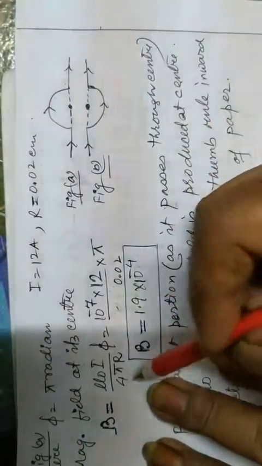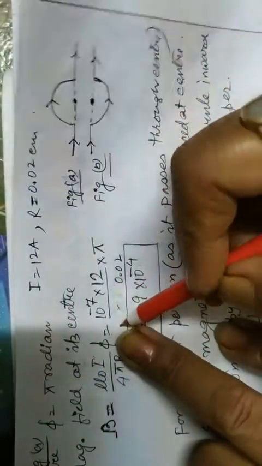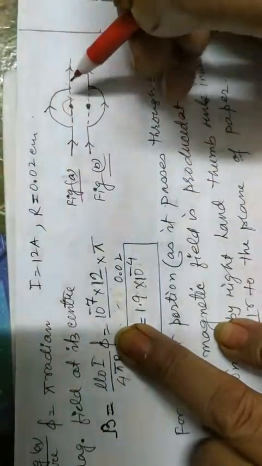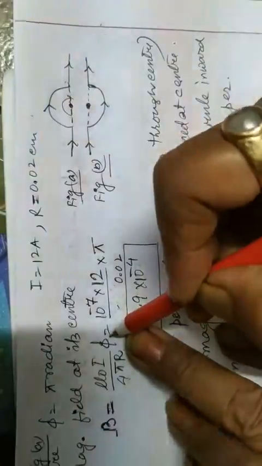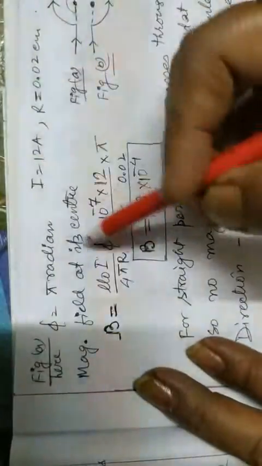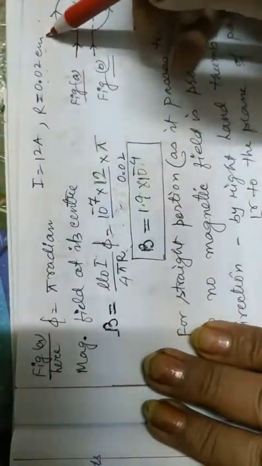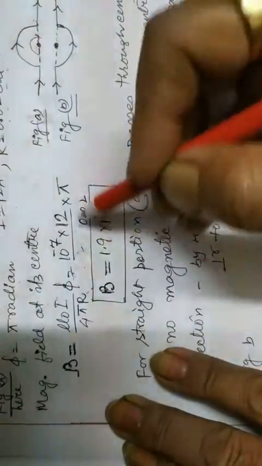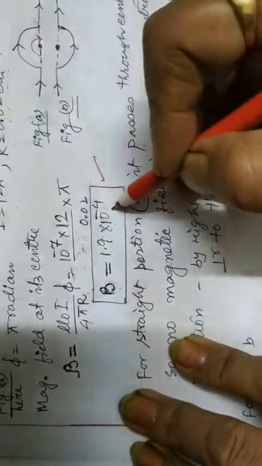Here again we will use B = mu 0 I by 4 pi r times phi, where phi is in radian. Here this arc at the center, what angle does it make? That is 180 degree, so this is pi radian. So phi is equal to pi radian, I equal to 12 ampere, r is equal to 0.02 centimeter. If we put all these values in mu 0 I phi by 4 pi r, we get B is equal to 1.9 into 10 to the power minus 4.